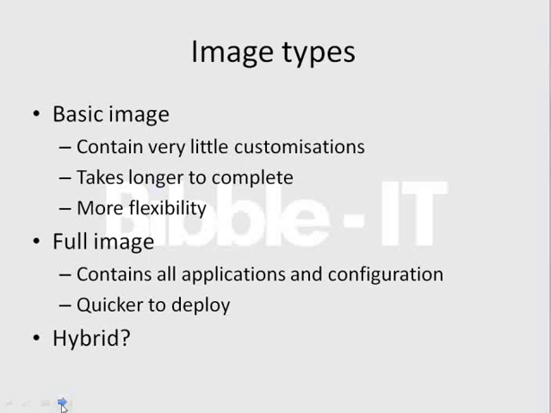Okay, the other thing we're going to discuss is the types of image deployments that you can do. There's two main types, either basic or full. With a basic image, you've done very little customization to your reference workstation that you captured. This provides a lot more flexibility because this is like a baseline image that you can then deploy in different ways using different things called task sequences.